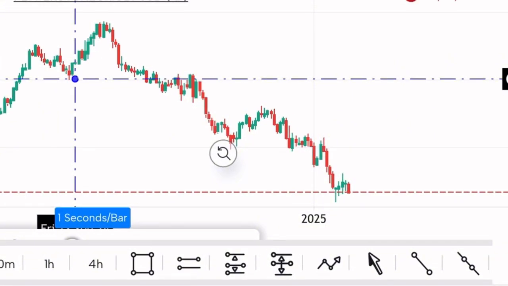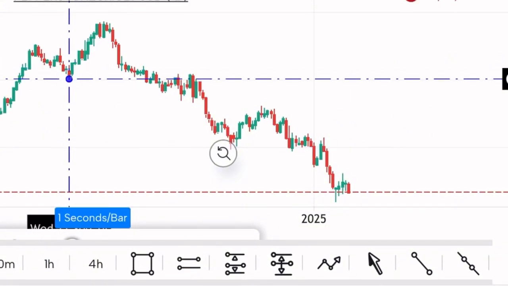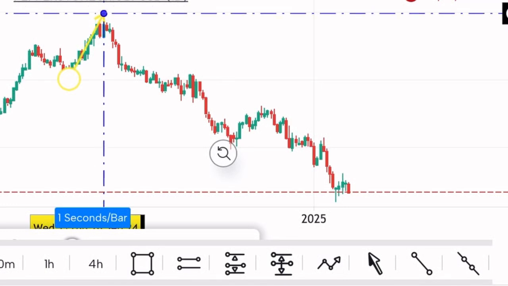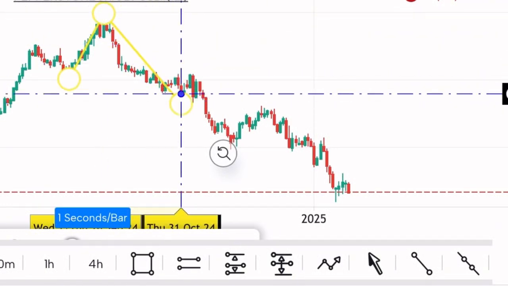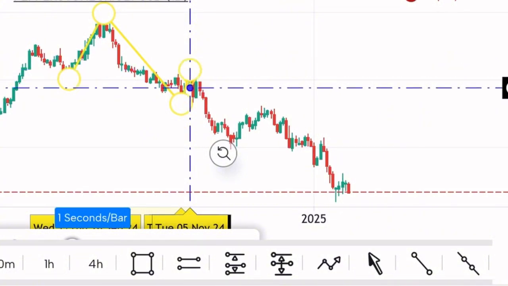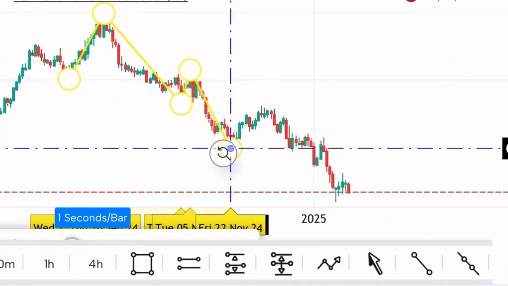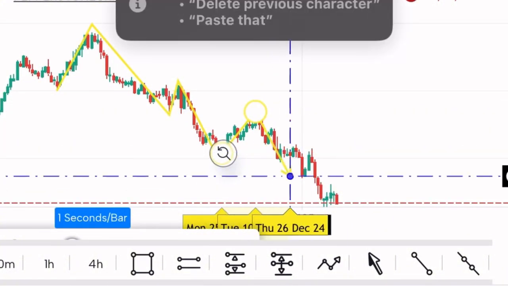Right now, I'm on the GU daily time frame. As you can see here, this market had a high here. We came here, we formed a low, because this low broke structure. We came here, we formed a lower high. We came here, we formed another lower low. We had a high here and then a low.